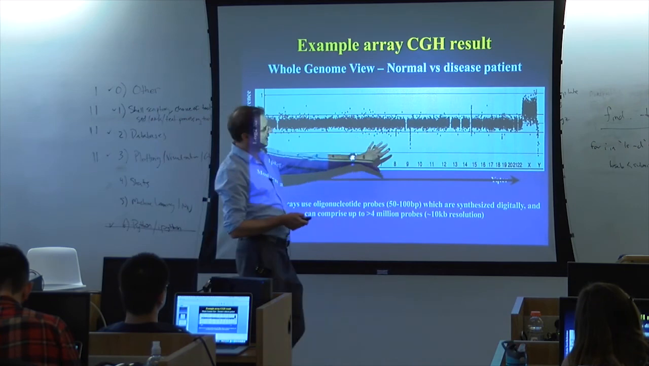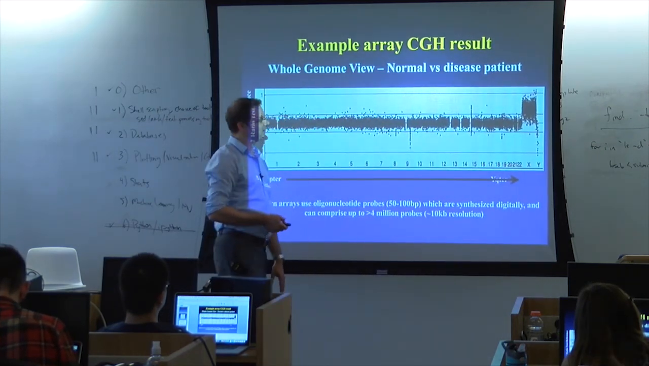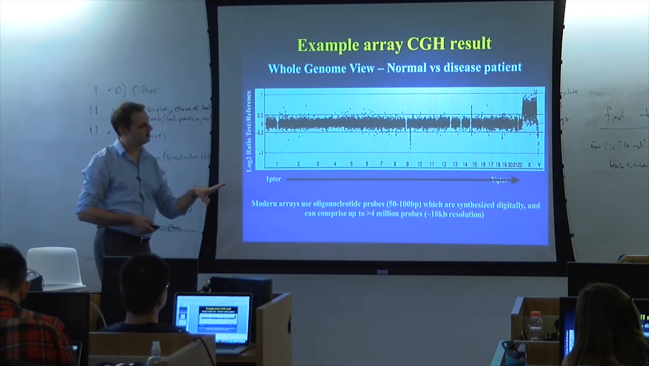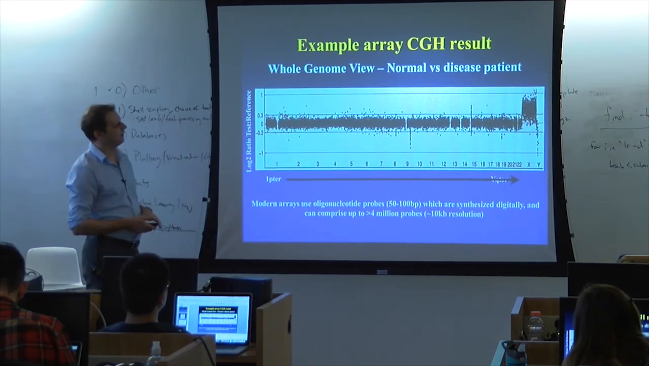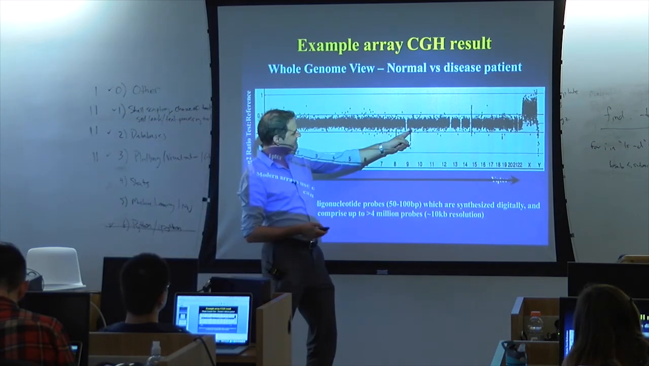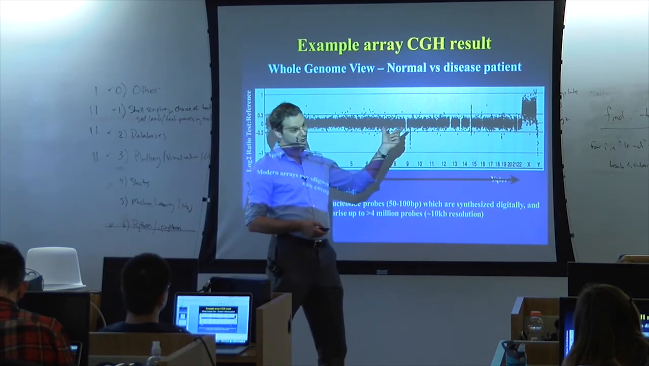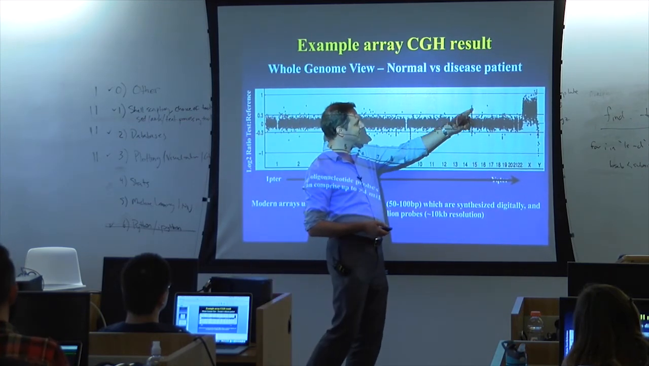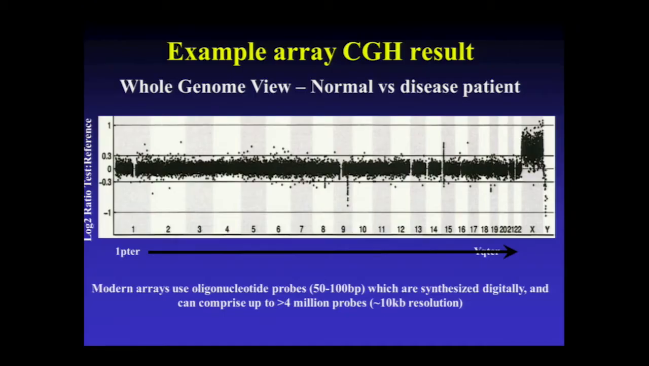So here you can instantly tell all the probes on the X go up, all the ones on the Y go down. So here I had a female test and a male reference. And then what you're looking for are things like this, where here's a clear region where there's a deletion in my test, or conversely, it could be a duplication in my reference, and vice versa, a likely duplication in my test individual.